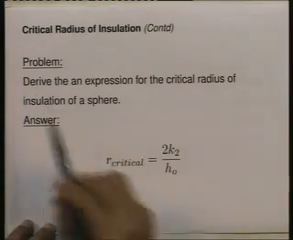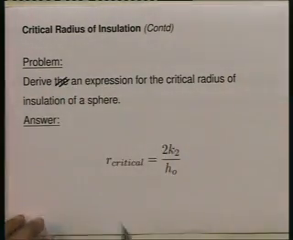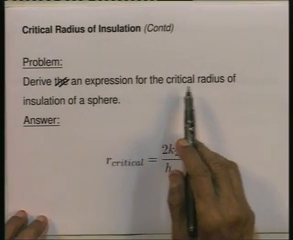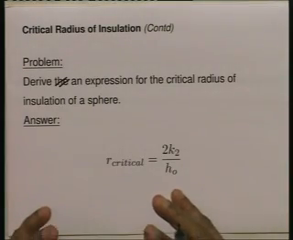All right, now on your own I would like you to do the following problem. Please do this on your own and I will read out the problem. The problem is the following: derive an expression for the critical radius of insulation of a sphere. Suppose I have a hollow sphere, inner radius R1, outer radius R2, and I put insulation up to a radius R3 around it. So, what is the thickness of insulation? R3 minus R2.